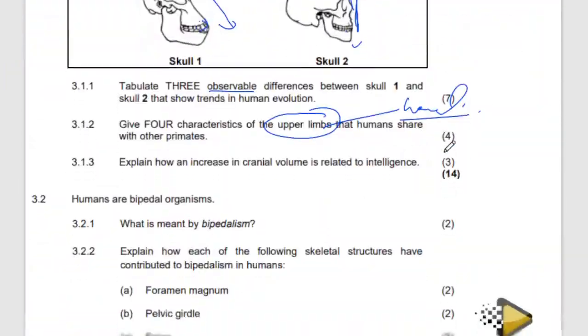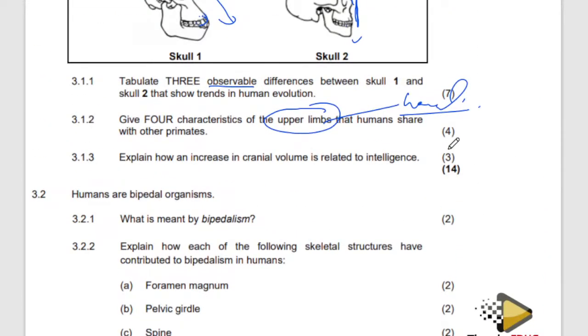Then you have another question. They're saying explain how increase in the cranial volume is related to intelligence. I explained it: as you have a bigger cranial capacity, it means that the intelligence is high. How high? It is because of the increase in the brain cells. When the brain cells are high, you have a higher intelligence. Look, I talked about it and I explained it here.